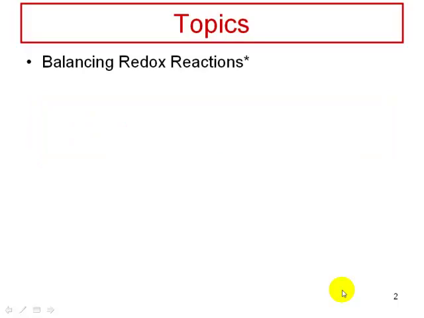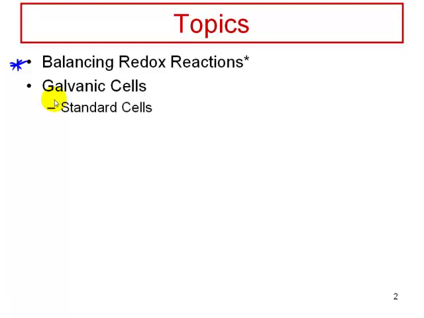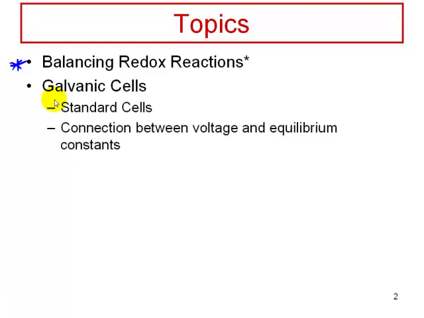So in this chapter, here's the big deal, the stuff we're going to be talking about. Today we're going to cover balancing redox reactions. After that, the next big topic is going to be galvanic cells. So we're going to talk about standard cells as well as the connection between voltage and equilibrium and how the voltage of a galvanic cell changes as the system approaches equilibrium. And then you're probably going to read about batteries and fuel cells so you understand the difference in how they operate, but they both are the same idea. They both produce a voltage.